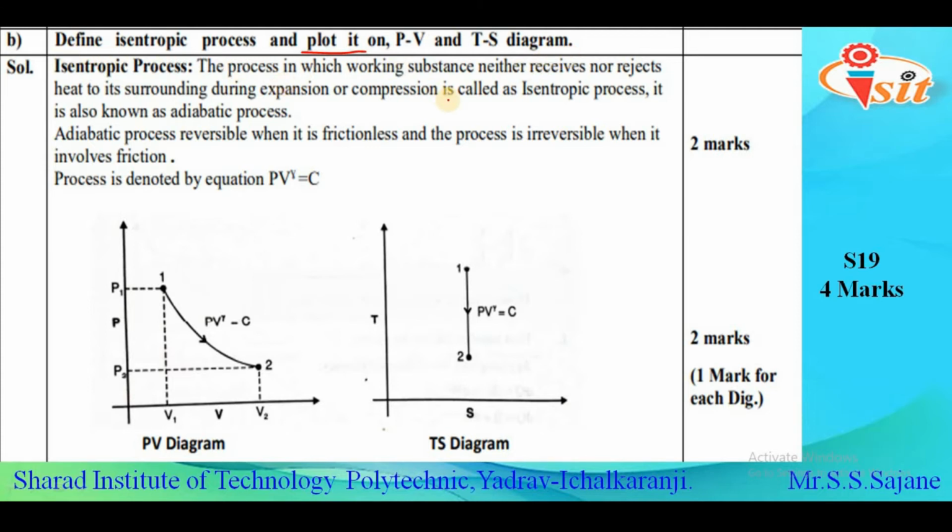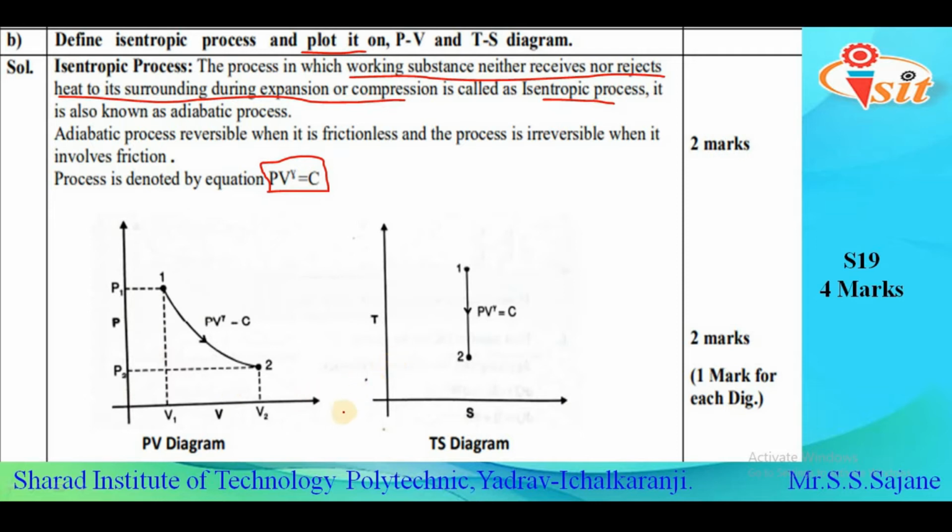So first we have to write the definition for isentropic process, which is nothing but the process in which working substance neither receives nor rejects heat to the surrounding during expansion or compression. So we call it as isentropic process, and for this definition you will be getting 2 marks. It is also necessary that you are writing the formula also for the isentropic process along with the definition, and after this you have to draw this isentropic process on PV and TS diagram.